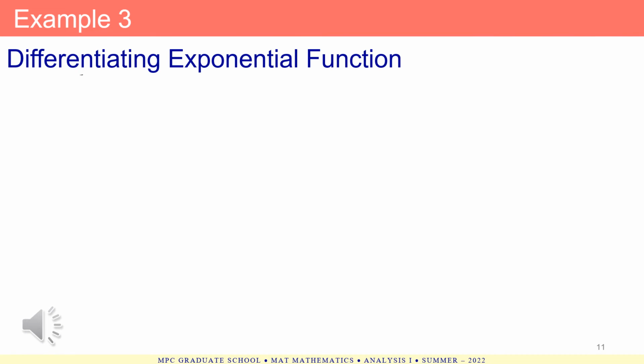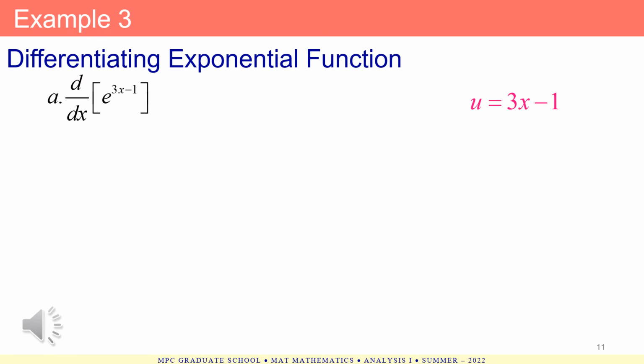Let's try to solve example number 3. So in letter A, the given is the derivative of e raised to 3x minus 1. So for this case, we are going to use property number 2. That is, the derivative of e raised to u is equal to e raised to u times du over dx. So we're going to apply the chain rule.